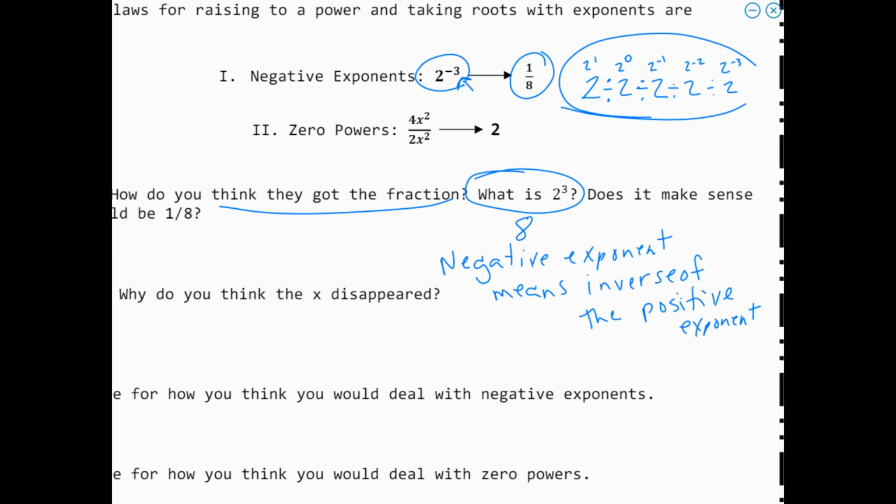So 8 is the same as 8 over 1, right? And if we talk about the inverse or the reciprocal, then we would have 1/8 because it flips over, and that's the inverse. So your negative exponent means that you're going to take the positive exponent of whatever it is and flip it upside down. Move it to the other side of the fraction bar.